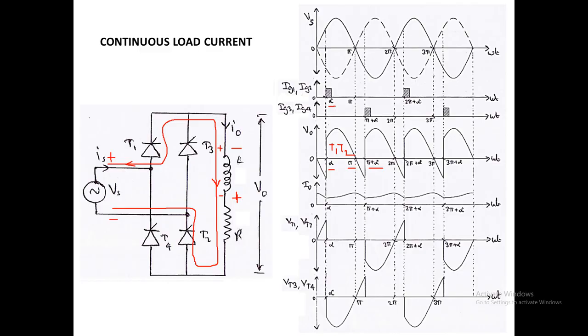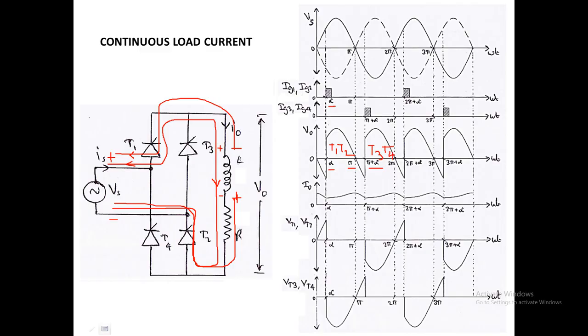That is, this positive will be applied to the anode of T2 and this negative will be applied to the cathode of T1, so that the current will flow through T2 to the source, and here also it will flow like this. This will be the current direction during the energy dissipation period of the inductance. So T1 and T2 will be conducting from pi to pi plus alpha, and again from pi plus alpha to 2 pi, the thyristors conducting are T3 and T4.